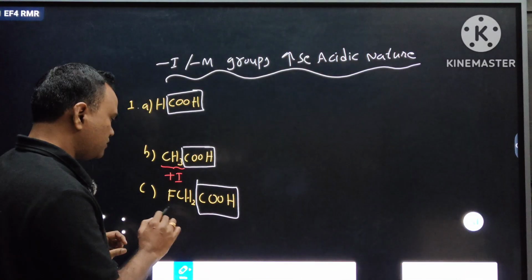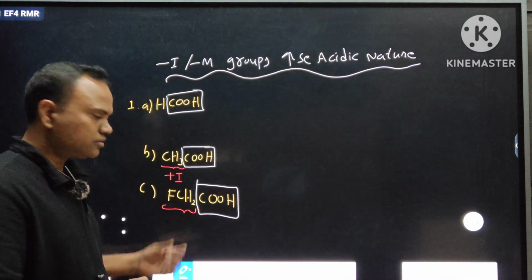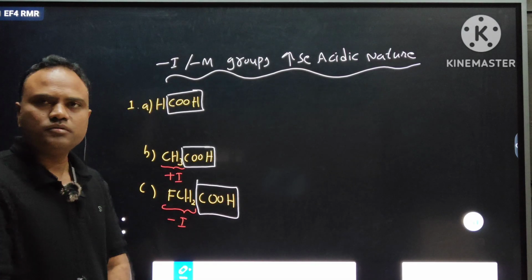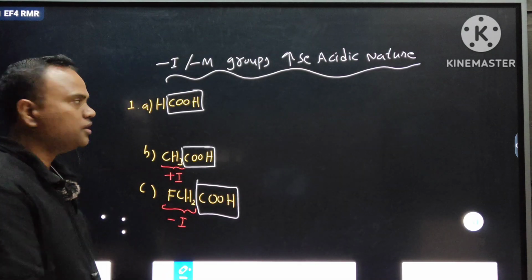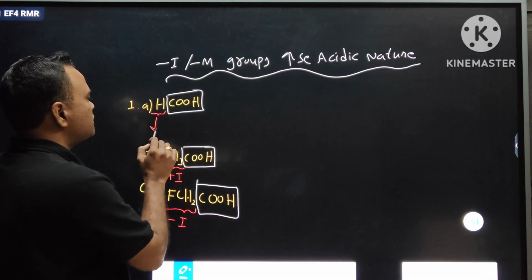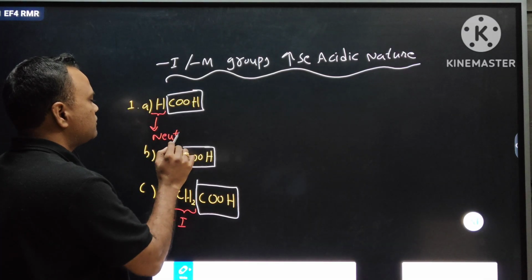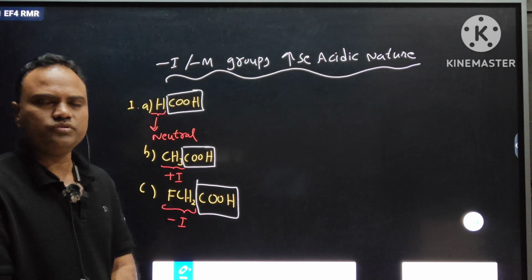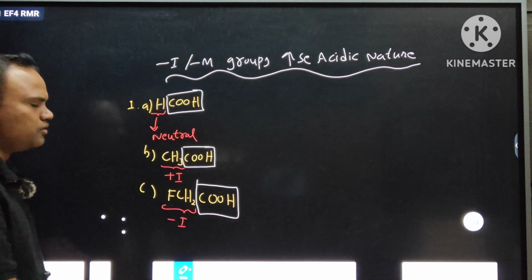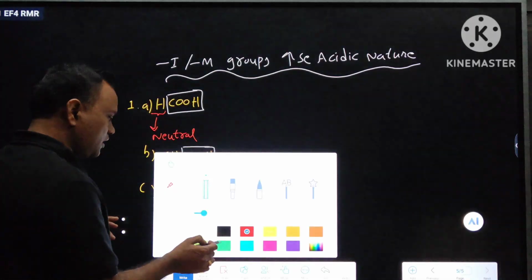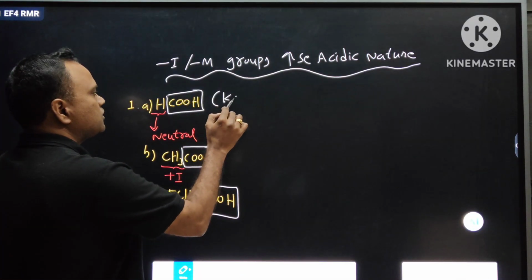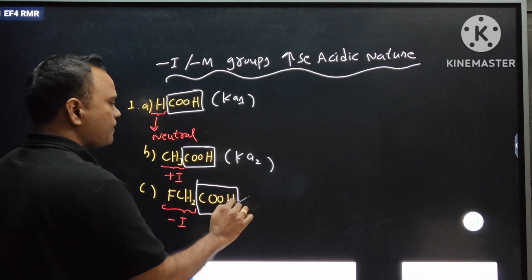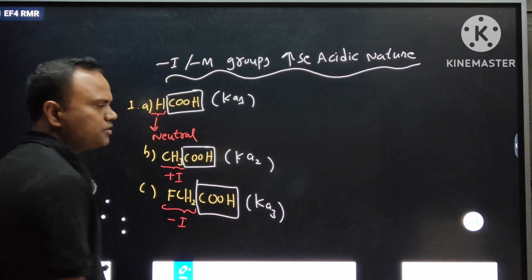Next, this is minus I, CH2F. Fluorine is a strong withdrawing group, a minus I group. And what about hydrogen? Hydrogen is neutral. Zero inductive effect is shown by which atom? Hydrogen atom. And let us give Ka values also within the bracket: Ka1, Ka2 and Ka3.